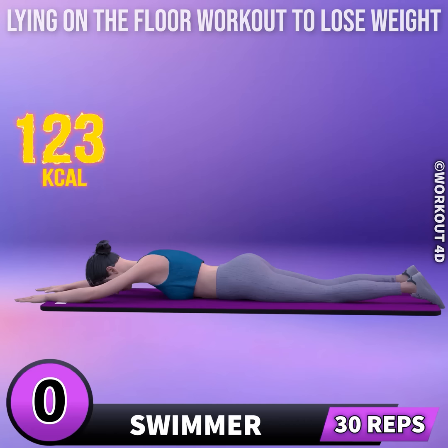Next exercise is swimmer. In 3, 2, 1, go.